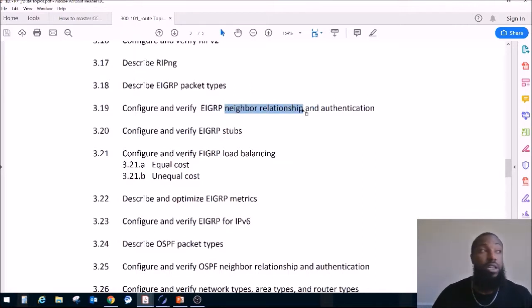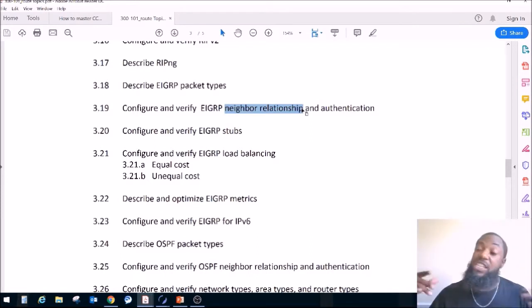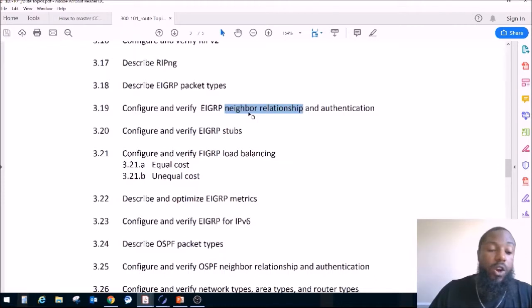Well, why do we need to be neighbors? Why do we need to have relationships with our neighboring routers? The reason why we do that is so we can learn routes from them and vice versa. They can learn routes from us. And when we exchange these routes with each other, we find different ways and different paths to get somewhere, basically. And it makes us more efficient as a router. So let's go ahead and head over to the slides.